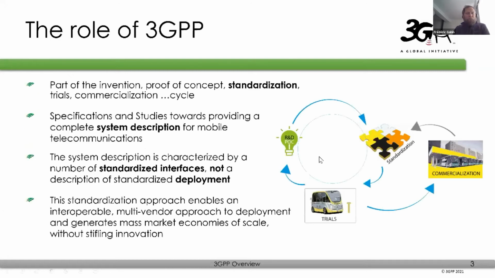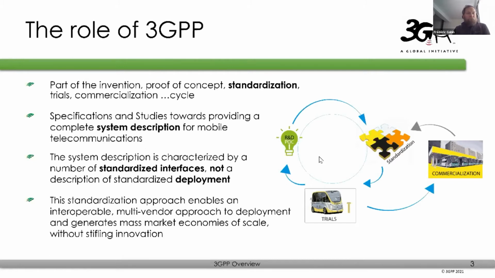The role of 3GPP as part of the overall mobile telecommunications industry. So in this cycle that starts from R&D, invention, proof of concept, there's a step of standardization, and this is where 3GPP is acting. Then there are trials, commercialization, etc. So 3GPP is just one step, I would say.